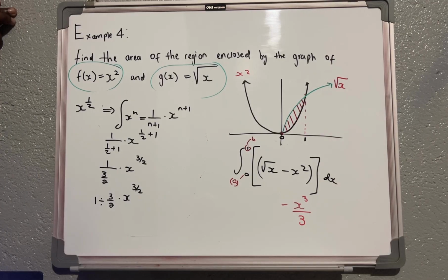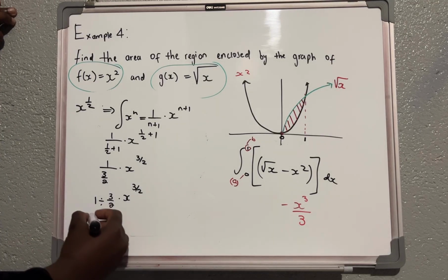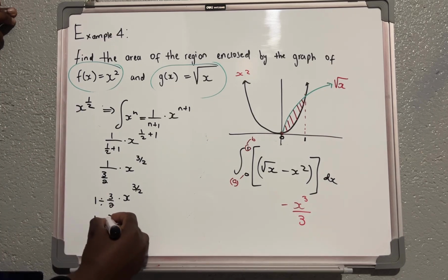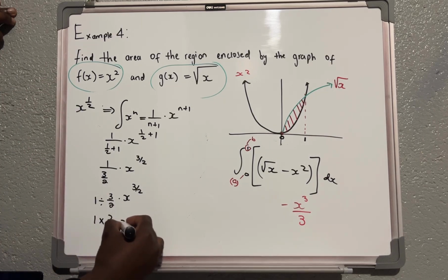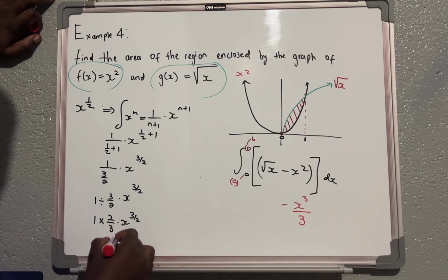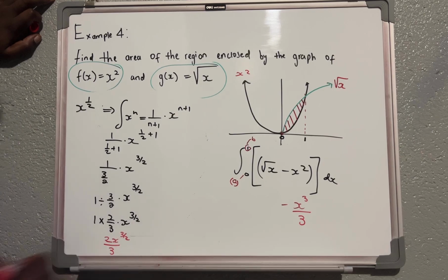Then if we want to solve it, we have 1 multiplied by, when we multiply it actually flips, so we're going to have 2 over 3 multiplied by x to the exponent 3 over 2. So now it means the antiderivative for the square root of x is 2x to the exponent 3 over 2, over 3.